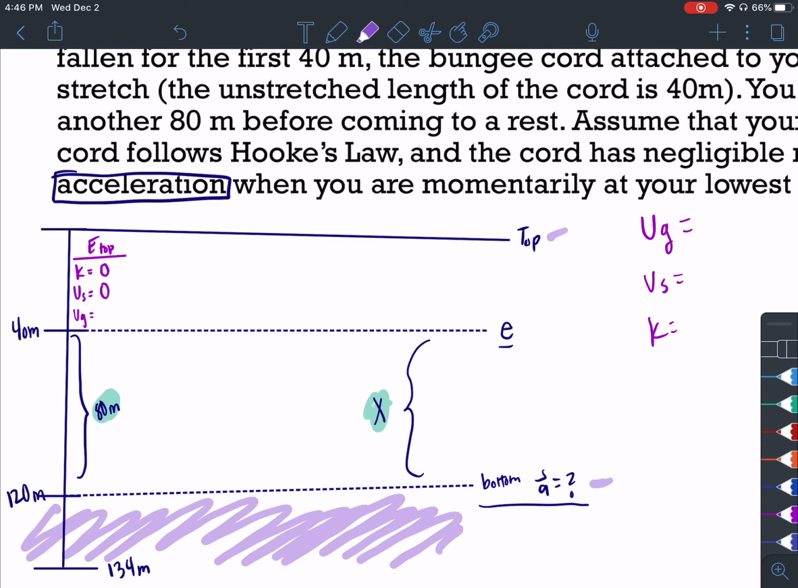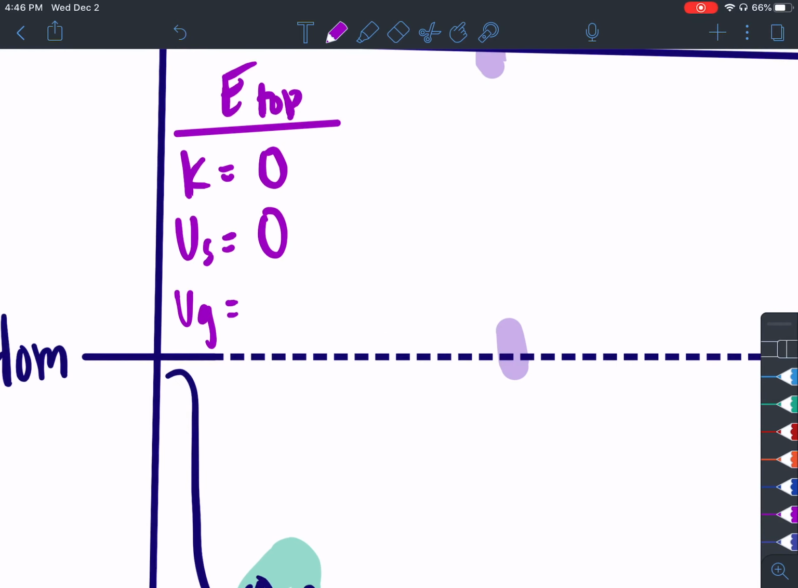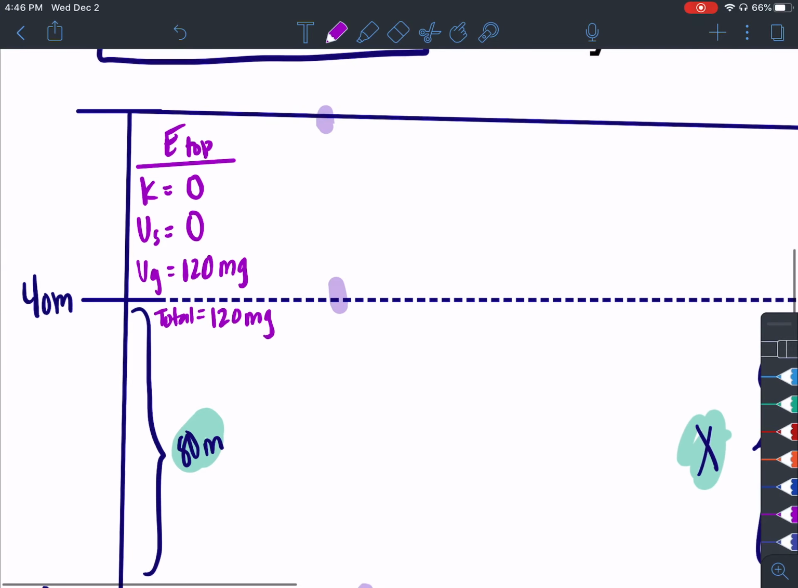And we did the calculations because it's 40 from the top to where the spring kicks in, and then it's another 80 to the bottom. That's actually 120. So when I'm going to do my mgh, I'm going to say 120 mg. The total is always really useful because when we start doing conservation statements, we're going to set the totals equal. So luckily, K and U_S are 0. So this is just 120 mg. That's not milligrams. That is mass times gravity. So that's E at the top.